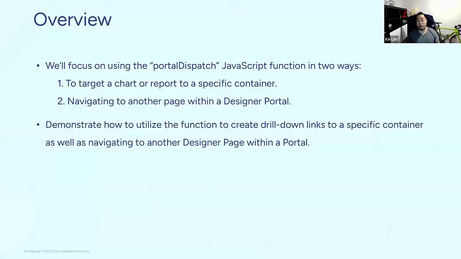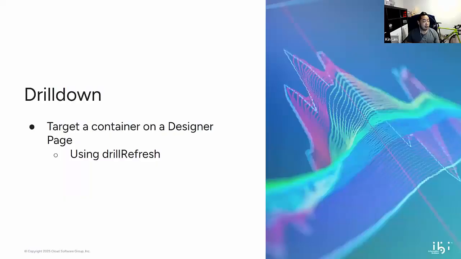So the overview here is we're going to focus on using the portal dispatch function. This one is shipped with WebFocus, so you can use this, but we do have to call the JS file, which I'll also go over as well. And we're going to do two ways, like I mentioned. We're going to target to the report, as well as navigating from one page to another page. And I'm going to demonstrate how to do both, how to set them up, and we'll start from there.